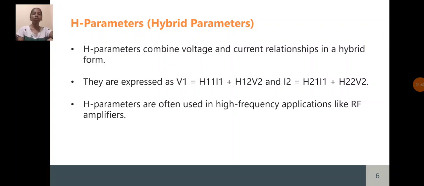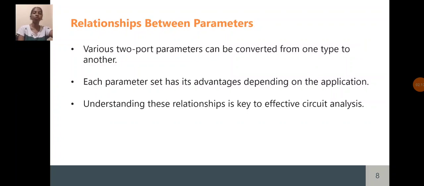H parameters are hybrid parameters, which combine voltage and current relationships in hybrid form. They are expressed as V1 = H11 I1 + H12 V2, and I2 = H21 I1 + H22 V2. H parameters are often used in high frequency applications like RF amplifiers.